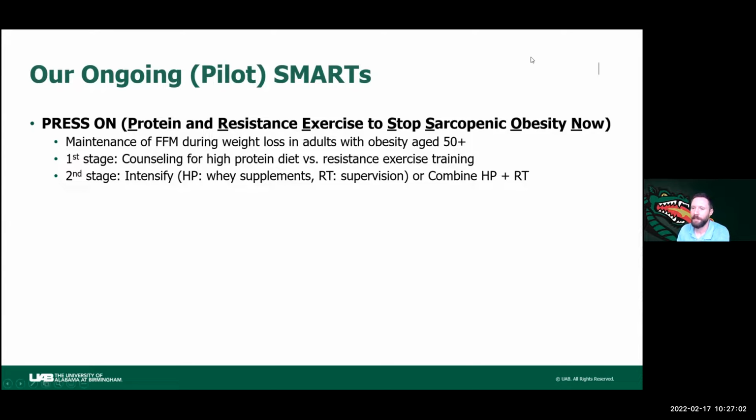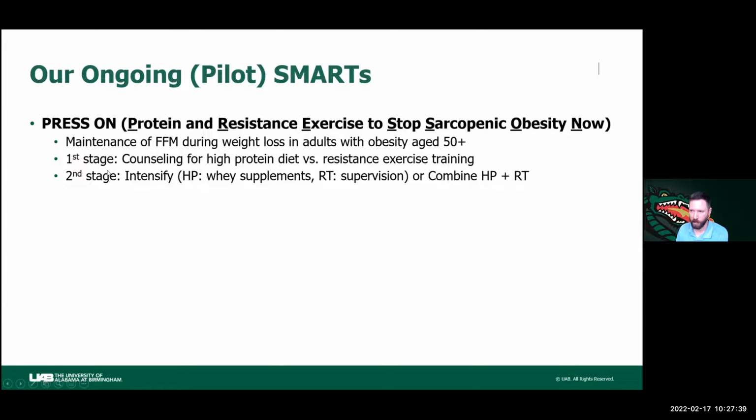The eventual goal with this line of research is to construct an adaptive intervention strategy for maintaining fat-free mass during weight loss. So not just weight loss, but really hanging on to muscle mass in adults 50 and older who might be at risk for sarcopenic obesity. We start with counseling-based interventions. They're intensive as far as counseling goes, but they don't involve provision of food or anything like that. So they're relatively low-intensity interventions as far as obesity is concerned, to consume either a high-protein diet or to start engaging in regular resistance exercise.